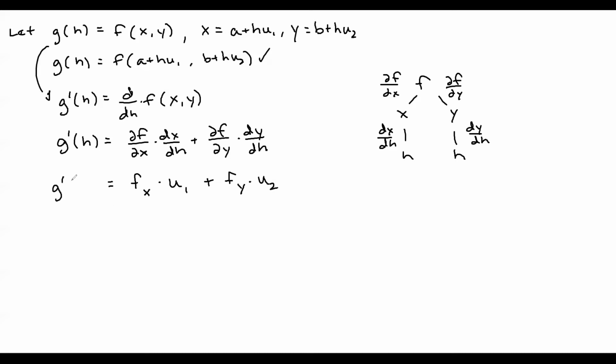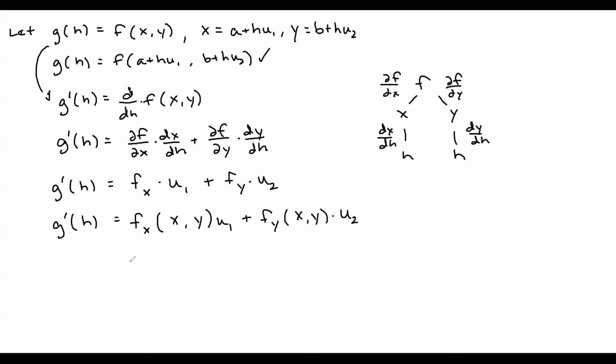Okay, so the only thing that's a little goofy here is that because I'm using shorthand, if we write out what the partial with respect to x is, we're going to have x comma y in here, right? Because this is still our definition, times u1 plus partial with respect to y at x comma y times u2. Right now, where x is a plus hu1 and y is b plus hu2. So we still have our composition here.